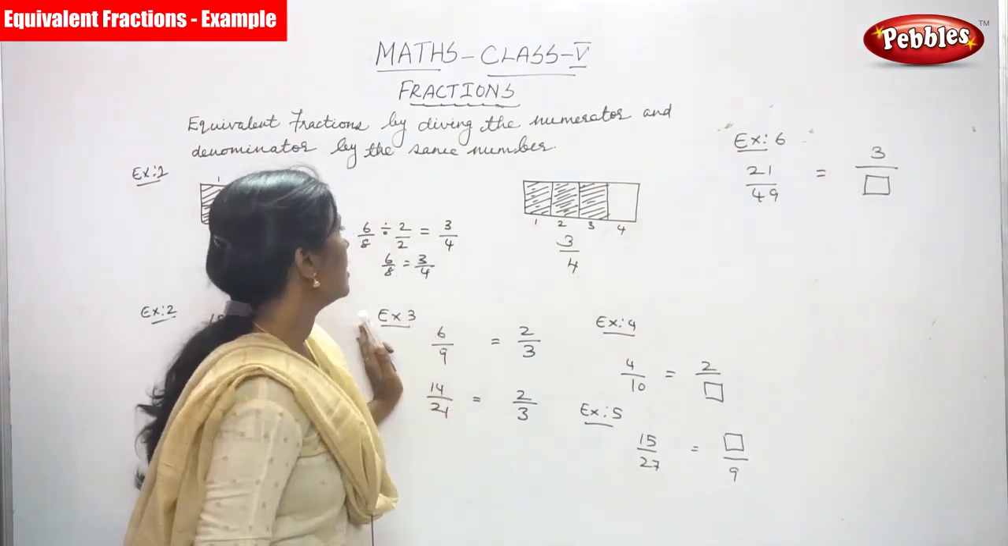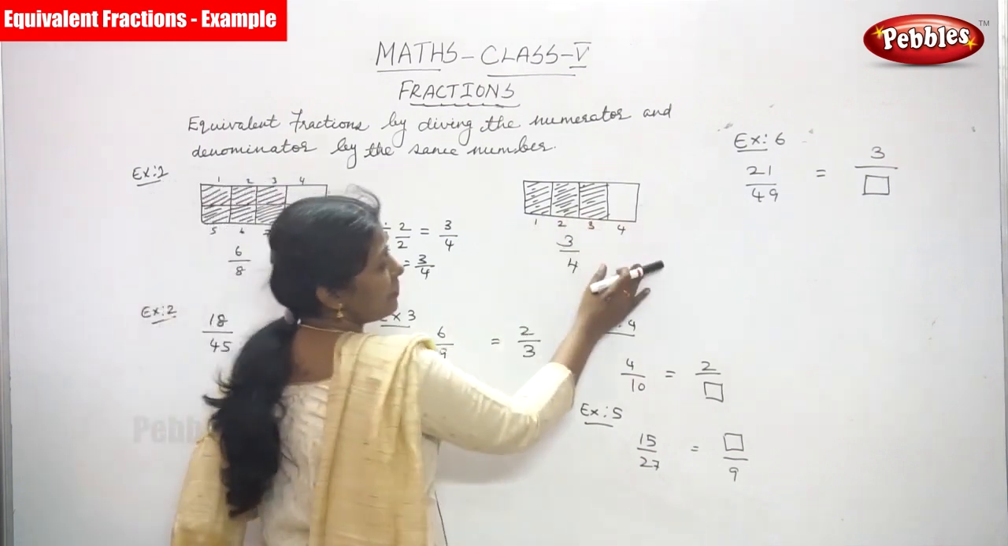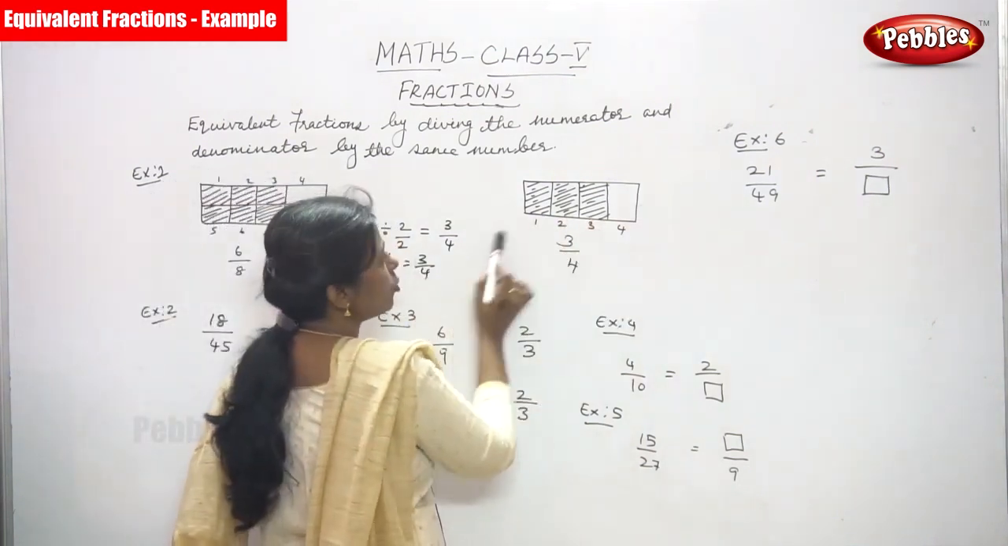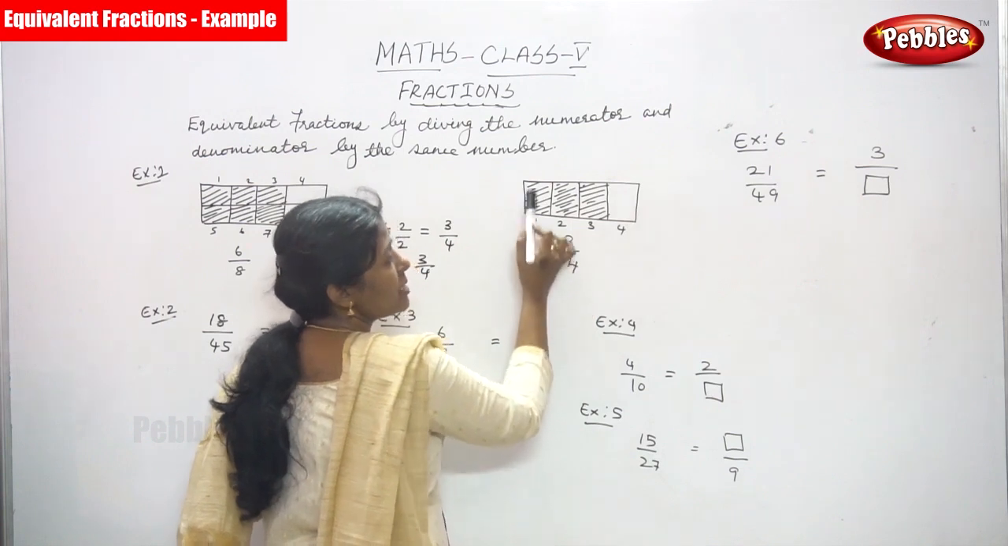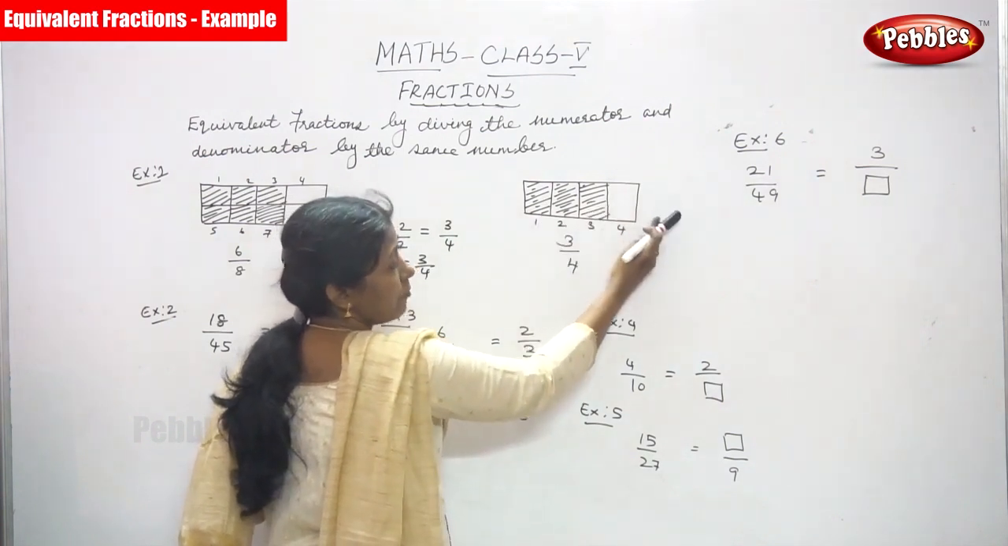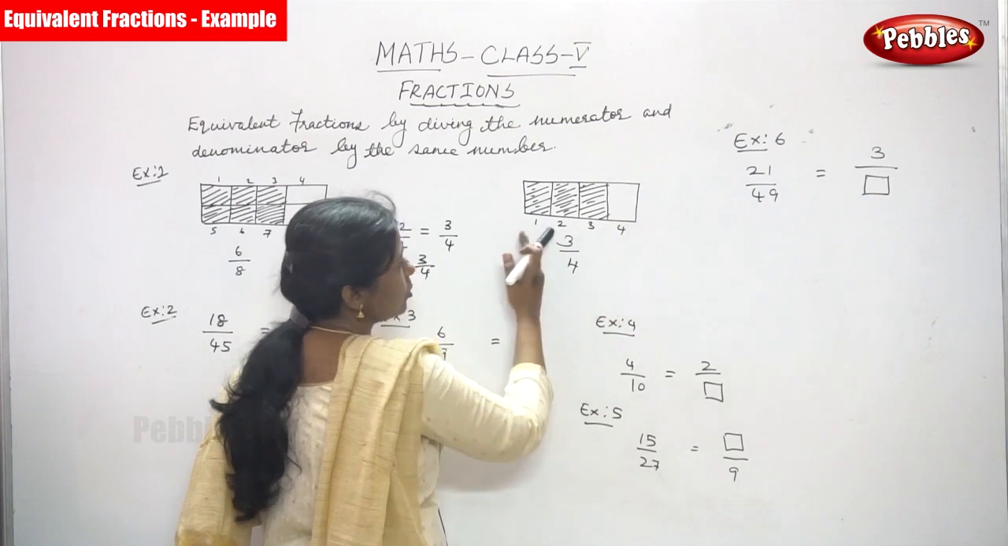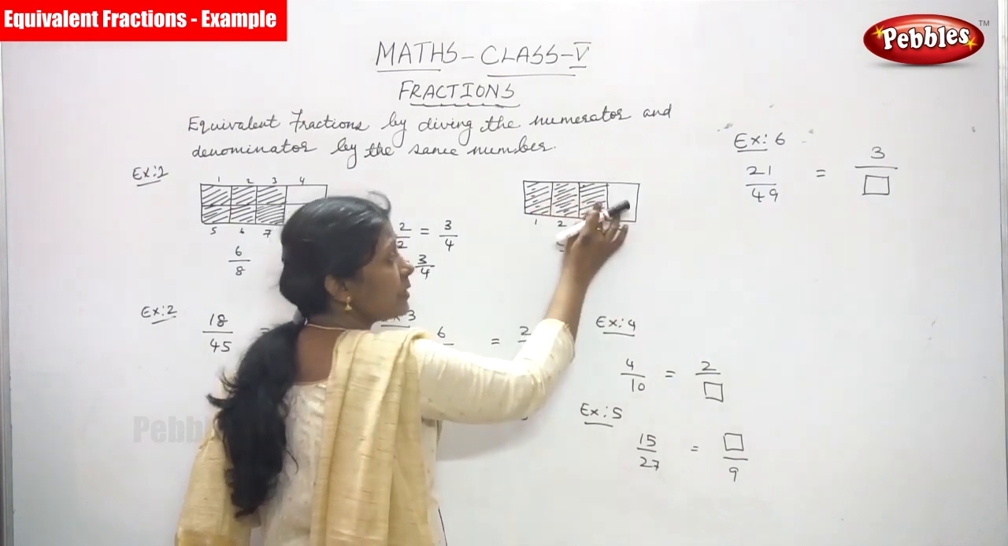Okay, next. For the diagram representation of 3 by 4, I draw another diagram. I cut it into 4 equal parts. Then I shade only 3 portions.